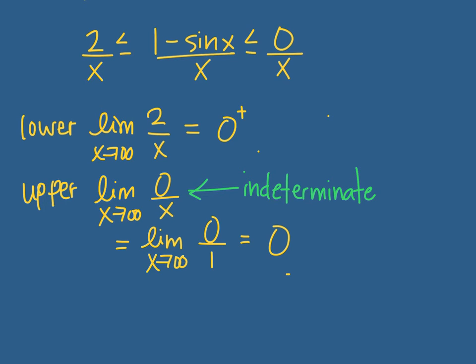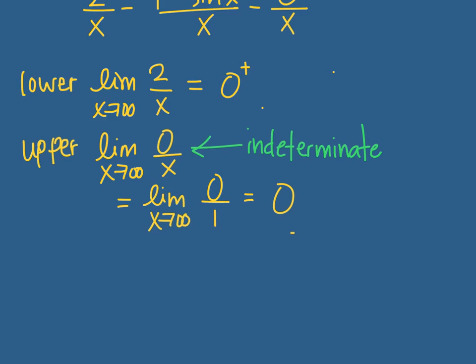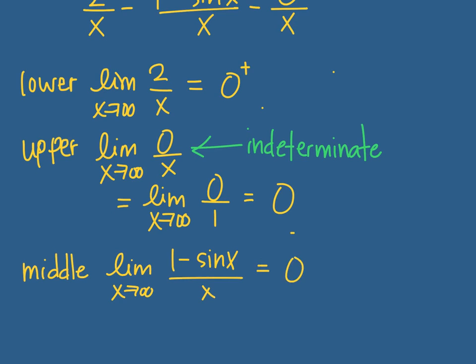All right, so we just proved that the lower limit was 0. We just proved that the upper limit was 0. So that means that the middle limit has to be 0 as well, according to the sandwich theorem, because everything was continuous. So that helps us prove that 1 minus sine of x over x does also have a limit of 0.